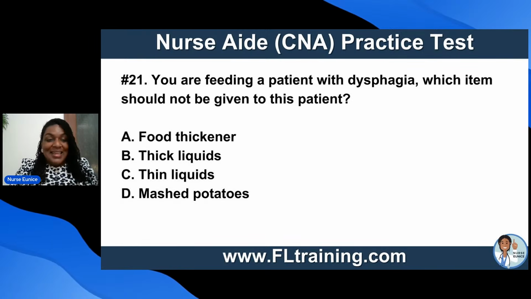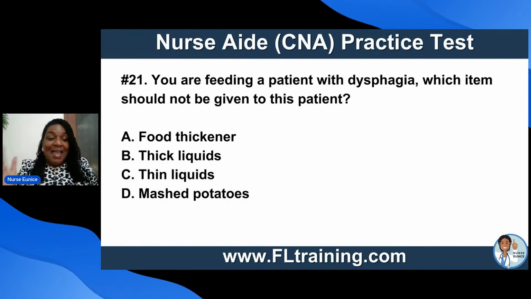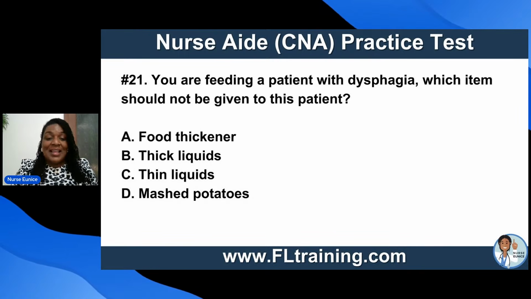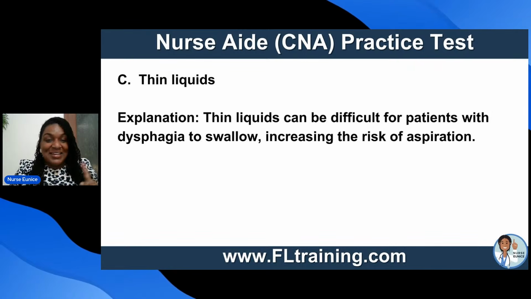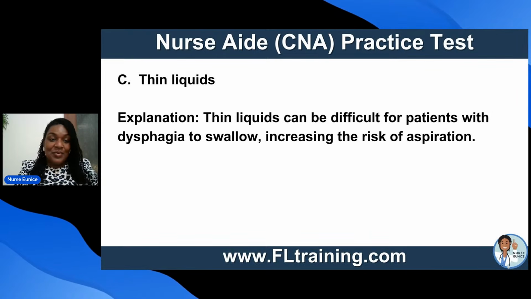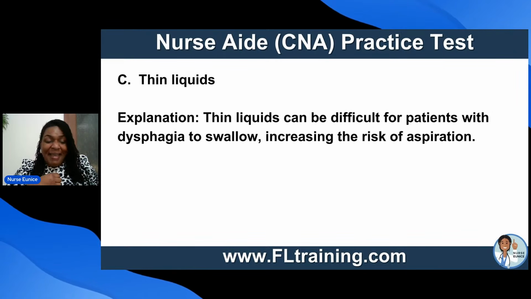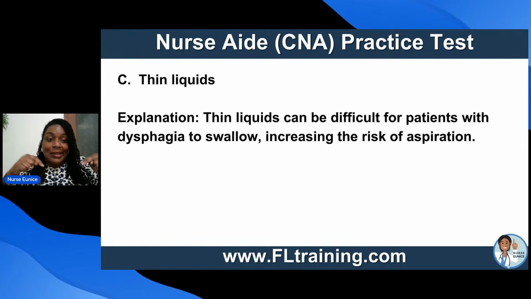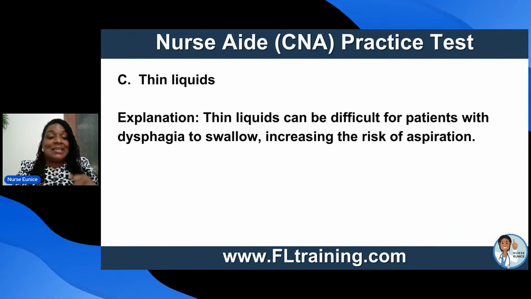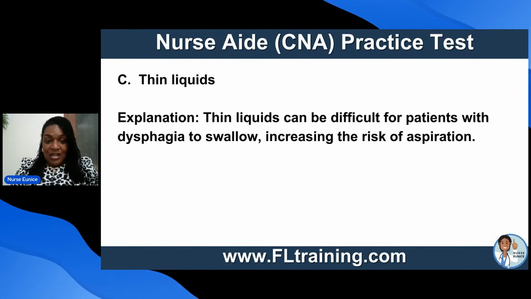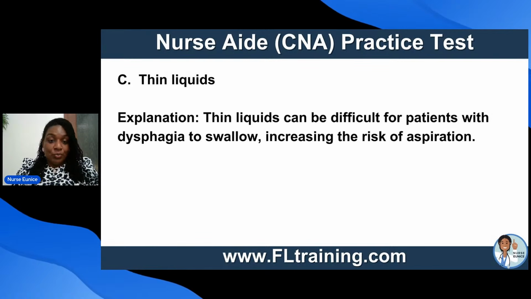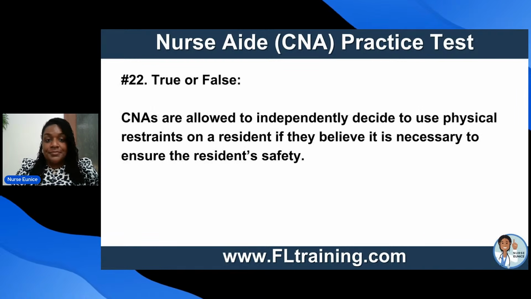So for 21, it is not B. They can have thickened liquids. They can't have thin liquids. The answer is C. Thin liquids can just slide right down into the trachea and go into the lungs, so they need thickened liquids. Thin liquids can be difficult for patients with dysphagia to swallow, increasing the risk of aspiration.